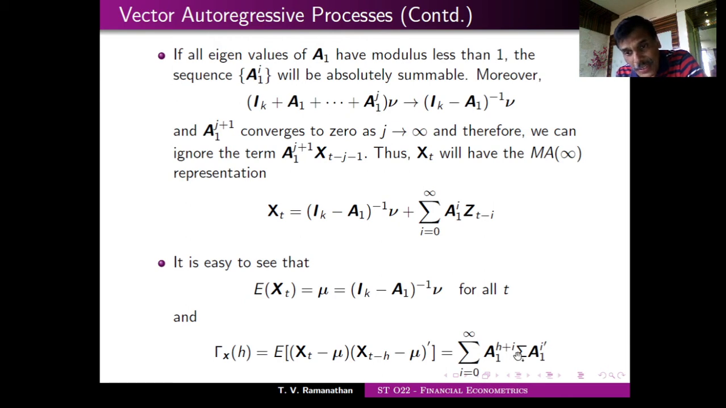Of course, all this stationarity depends on the stability condition that we have assumed. What was the condition? The eigenvalues of a1 have modulus less than 1. If that happens, then this sequence is absolutely summable, and then x_t is actually a stationary series in such a case, and its mean is given by this, its covariance function is given by this.